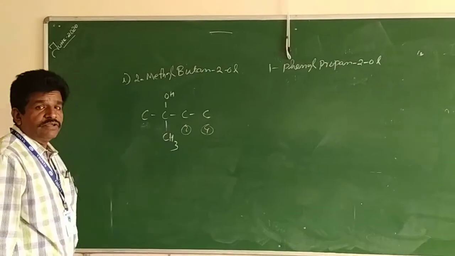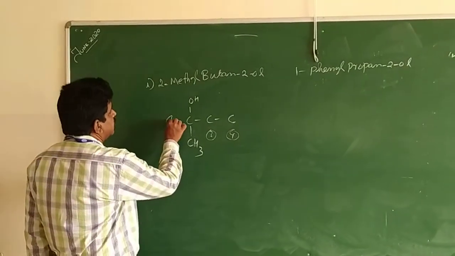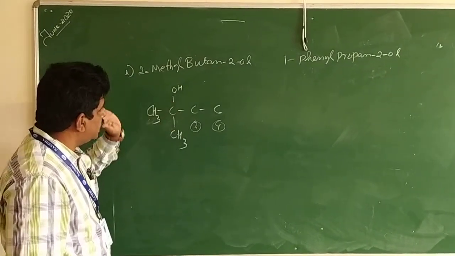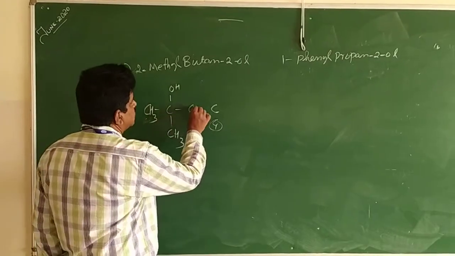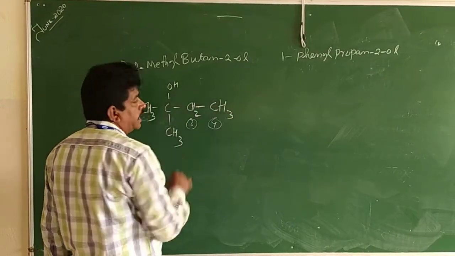We know the valence of carbon is 4. So 1 valence is over, and the remaining 3. In this carbon, 1, 2, 3, 4 valence is satisfied. Here there are 1, 2, so the remaining 2 hydrogens. Here only 1, so the remaining 3 hydrogens.